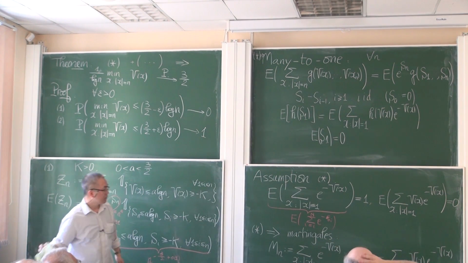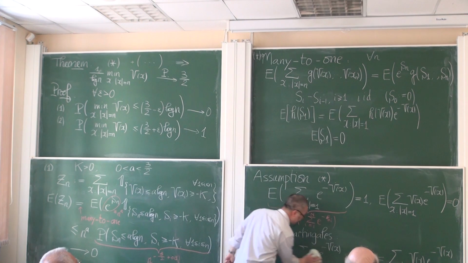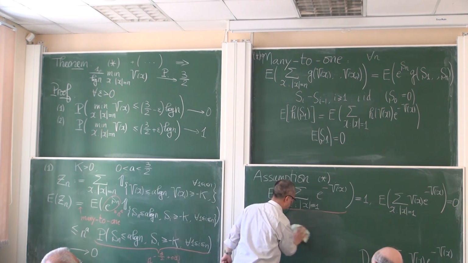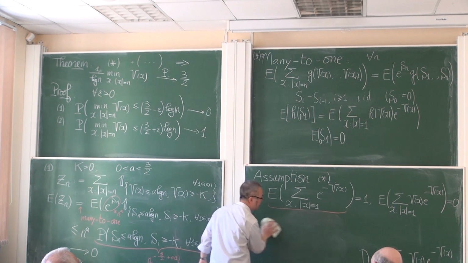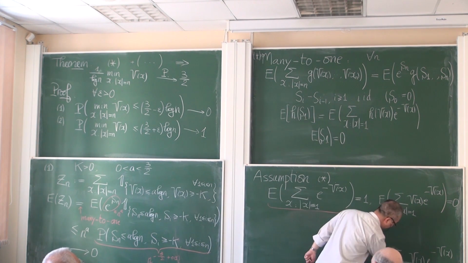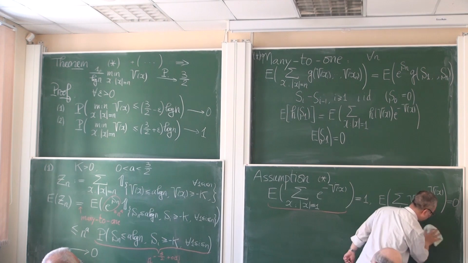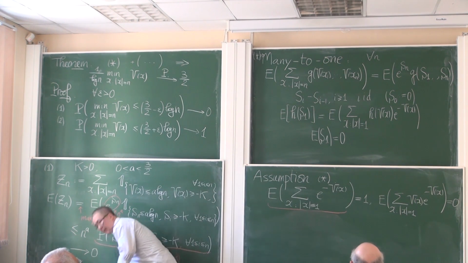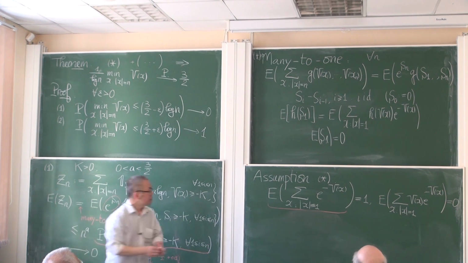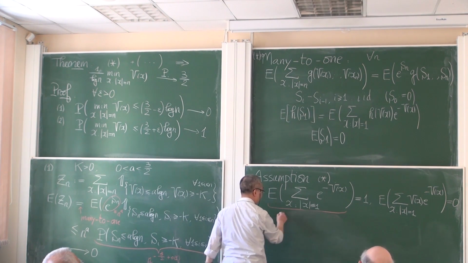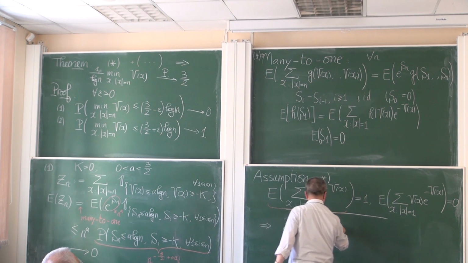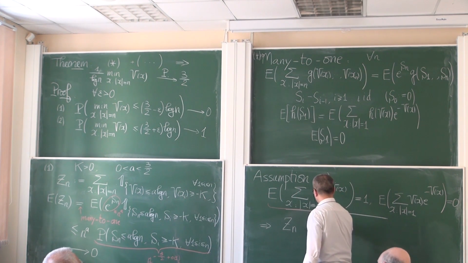So you use this minimal constant. Yes, I do, so that you may assume k to be fixed. Yes, k is a fixed constant which can be as big as possible. So I have proved that Zn goes to 0 in L1, so in particular in probability.